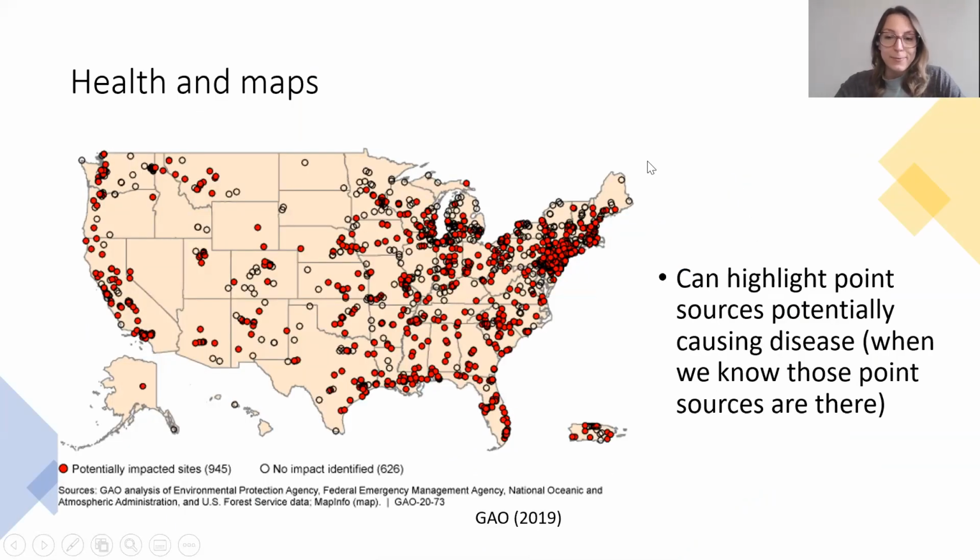So maps are really, really useful when you're studying diseases, disease transmission in the context of geographic variables, because it can really highlight point sources that are causing some sort of disease in an area. And this is especially useful if you know where those point sources are. So in the map there that you see on the slide, the red dots are signifying points that are what's known as a Superfund site.